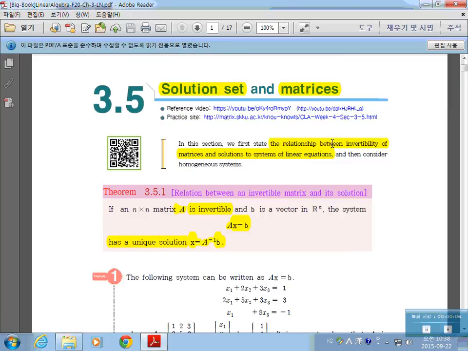Okay, today we start with section 3.5, solution sets. In this section, we'll state the relationship between invertibility of matrices and solutions to systems of linear equations.